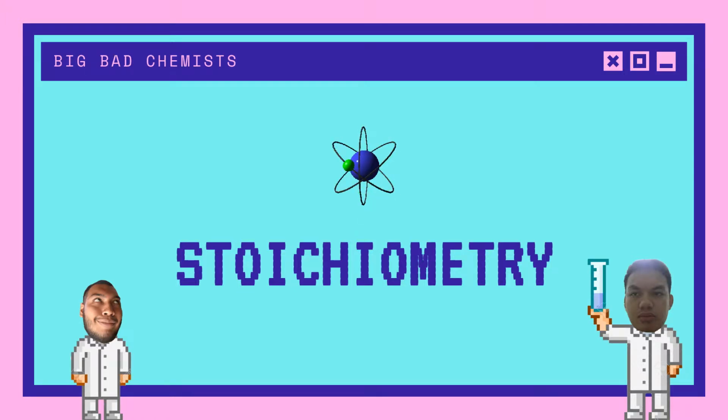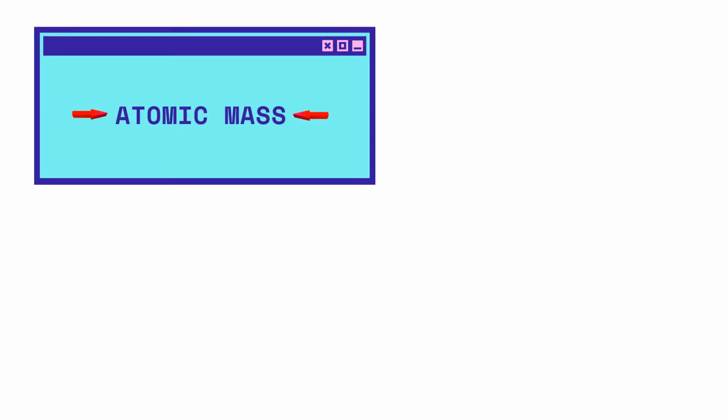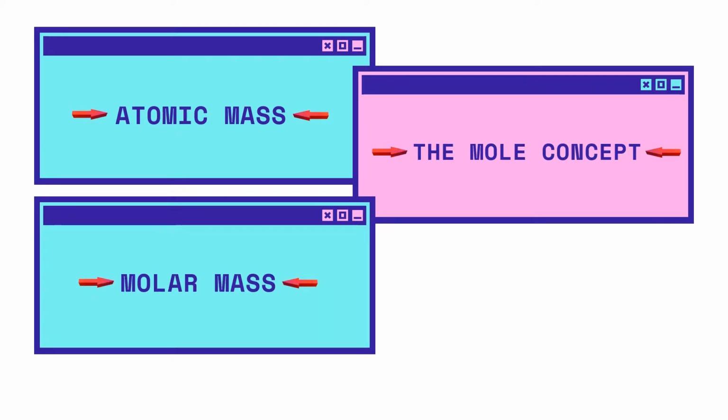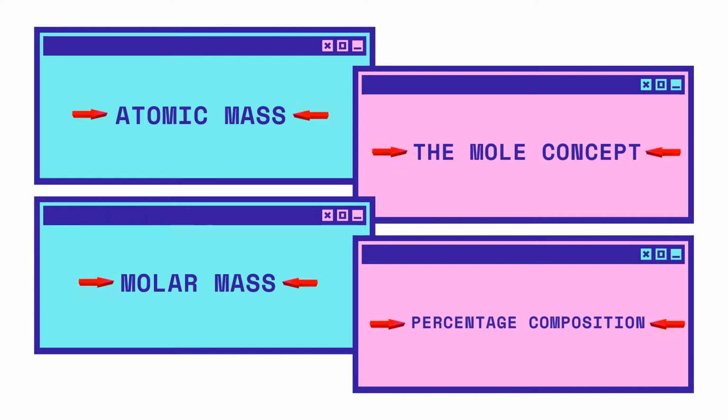Today's topic will be about stoichiometry. This is a section of chemistry that involves using relationships between reactants and/or products in a chemical reaction to determine desired quantitative data. Under stoichiometry are four subtopics, namely atomic mass, the mole concept, molar mass, and percentage composition. But today, we will solely focus on molar mass.